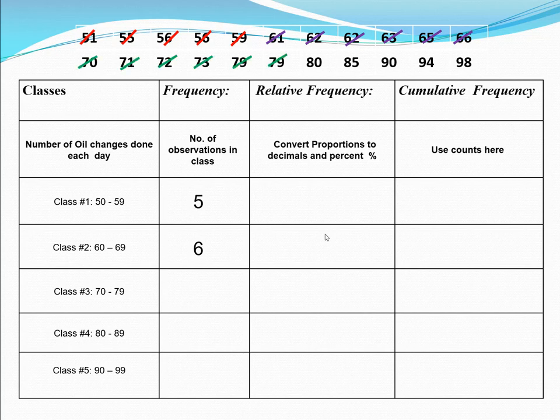Class 3, we have the same. We have 6 days that have oil changes that fall between 70 and 79. Class 4 is 2, and then class 5 is 3.